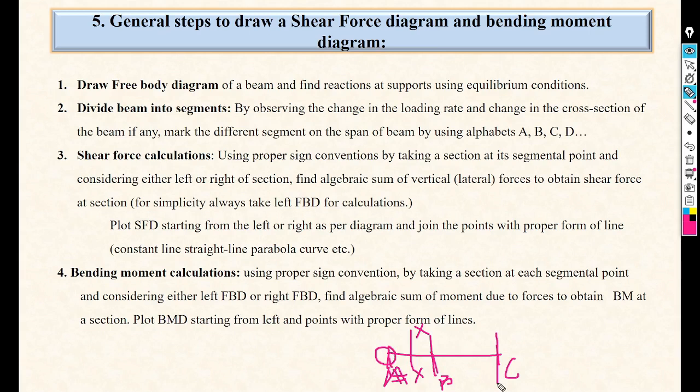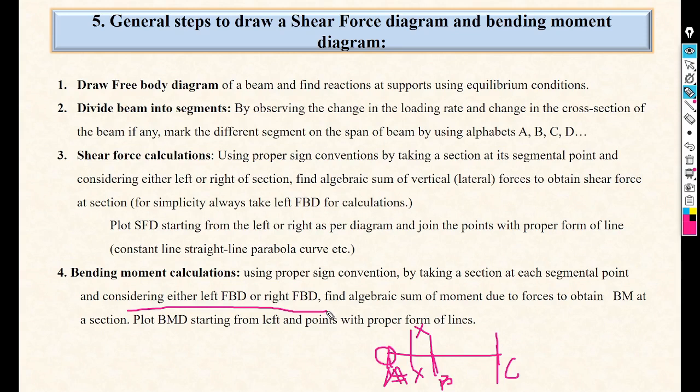So that is the main difference between shear force and bending moment calculation. In shear force calculations we consider a section in the segment, and in bending moment calculation we consider the section at the segmental point. That is the main thing. Consider either the left or right part. Again, same as we discussed in shear force calculation, you can start from left to right or right to left, but it depends on the fixed support. If a fixed support is there, we always start our calculation from the side opposite to the fixed support.